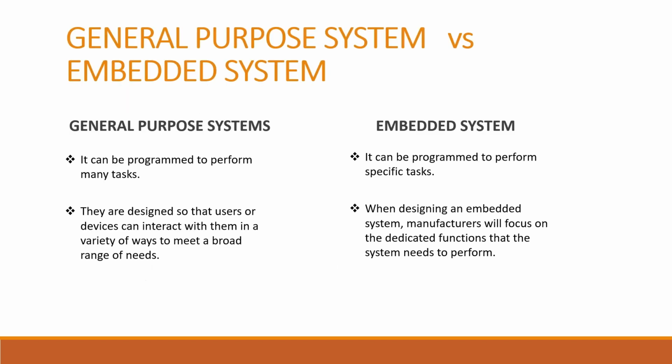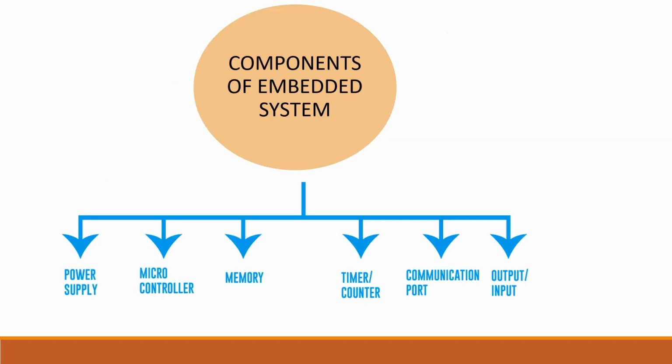Then we can see the difference between general purpose system and embedded system. A general purpose system is mainly to perform many tasks, but an embedded system is dedicated to only one task. General purpose systems are designed so the device can interact with a variety of users in a variety of ways. When designing an embedded system, the manufacturer will focus only on a dedicated task, not to perform all.